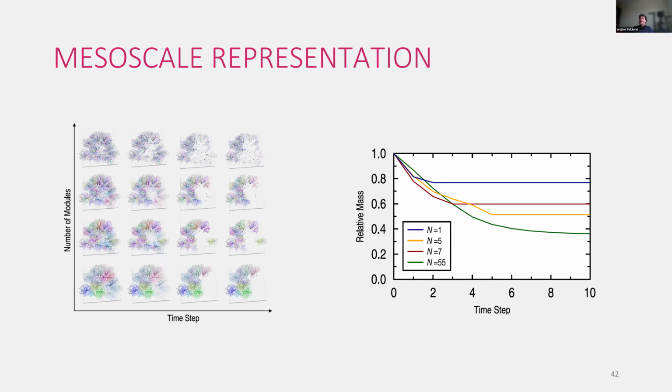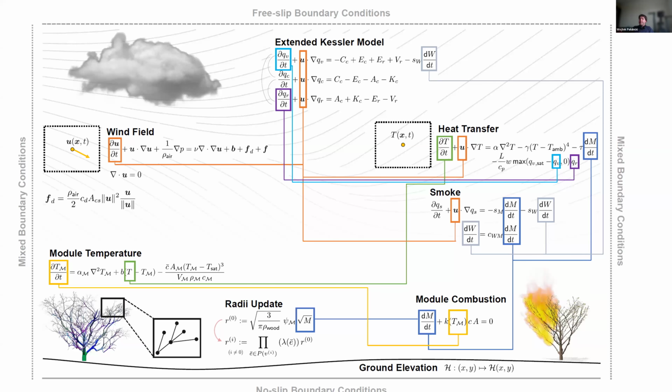So here is the same evaluation or validation of the model, where we look again at the number of modules and what is happening over time. But here we're looking from the top down, a bird's eye view on a grove of trees, and seeing how it changes over time as a forest fire progresses. And again, we're looking at a number of relative mass loss rates on this graph on the right. All right, so this model is slightly more complex than the previous one.